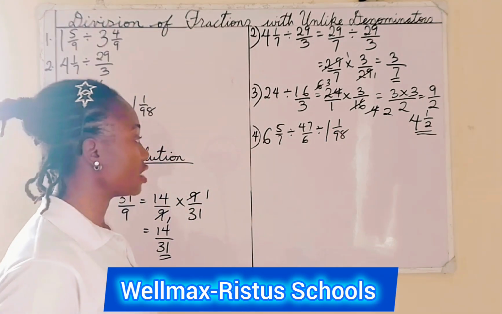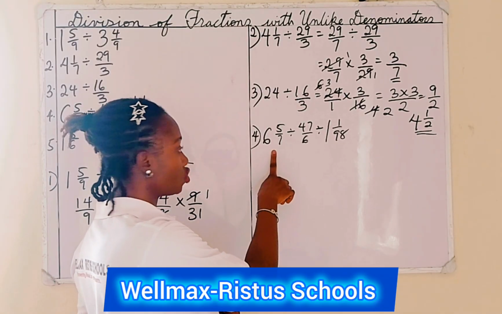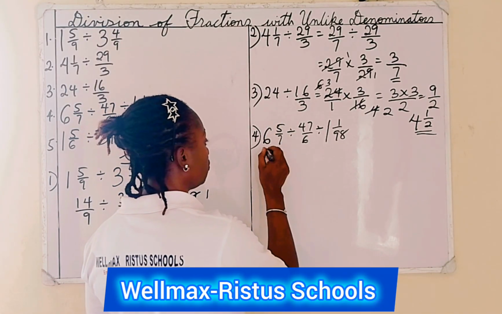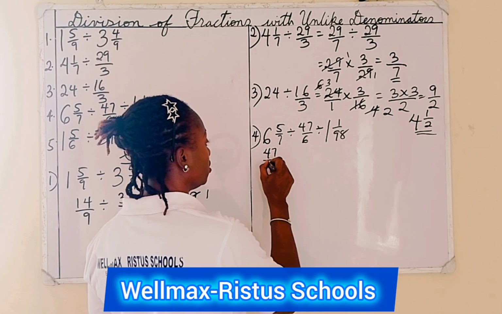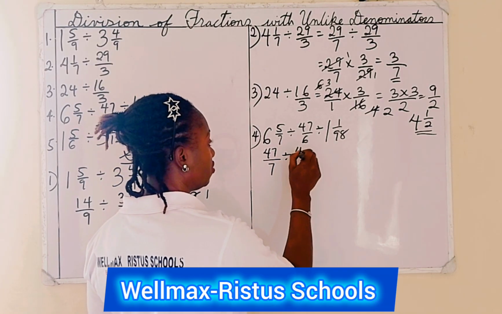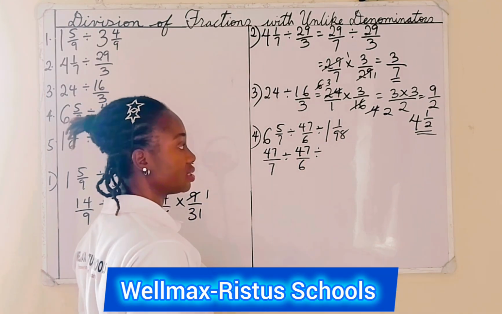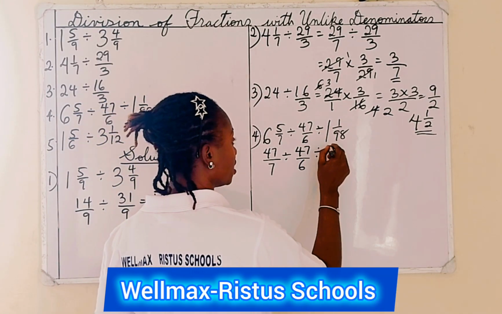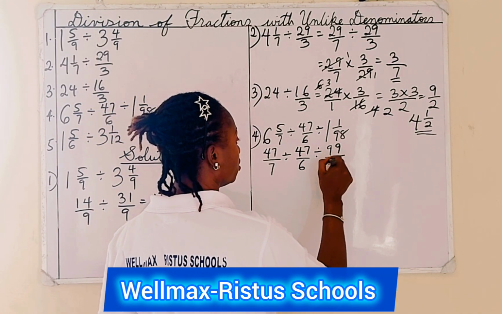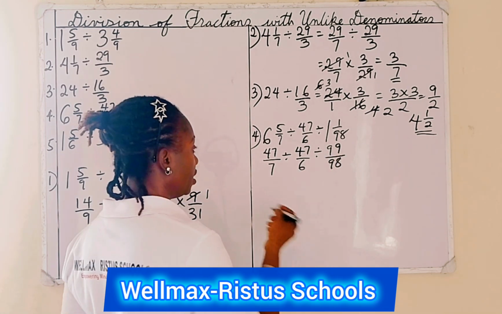Now let's convert the fraction. 7 times 6 is what? 42. 42 plus 5, 47 over 7. Then the inverse, okay, let's finish up. Divided by 47 over 6, divided by 98 times 1 is 98 plus 1 is 99 over 98. Right? Now let's continue.